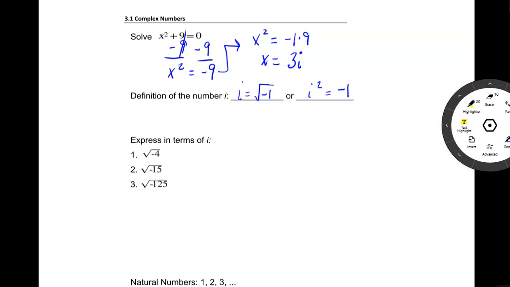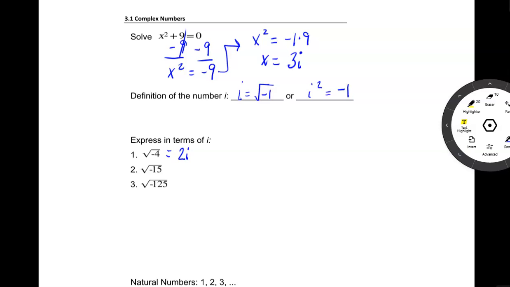Okay, so let's work some problems. Square root of negative 4. Well, that's very similar to the square root of negative 9. We need to break that negative 1 away from the 4. Square root of 4 is 2, and we're left with the square root of negative 1, which is i. So square root of negative 4 is 2i.